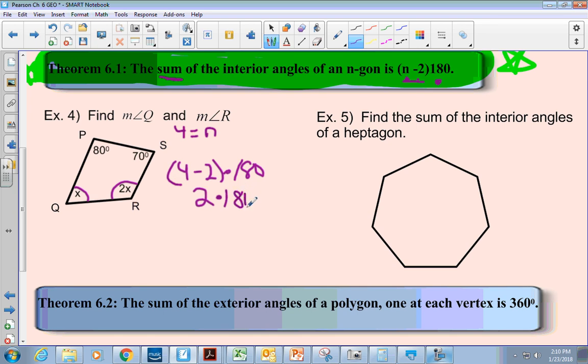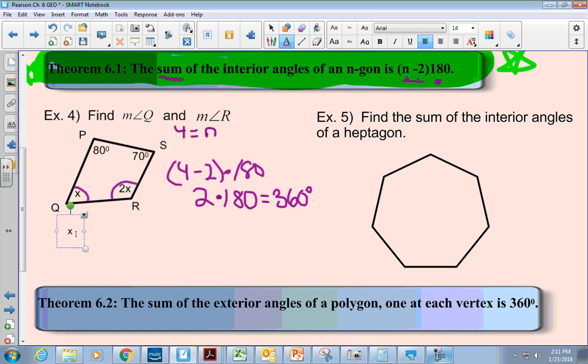So if I turned in a half a circle and then turned in a half a circle again, I would get 360 degrees all the way around. Okay, so all the angles inside this angle add up to 360. So that means x plus our 2x plus our 80 plus our 70 all add up to equal 360.